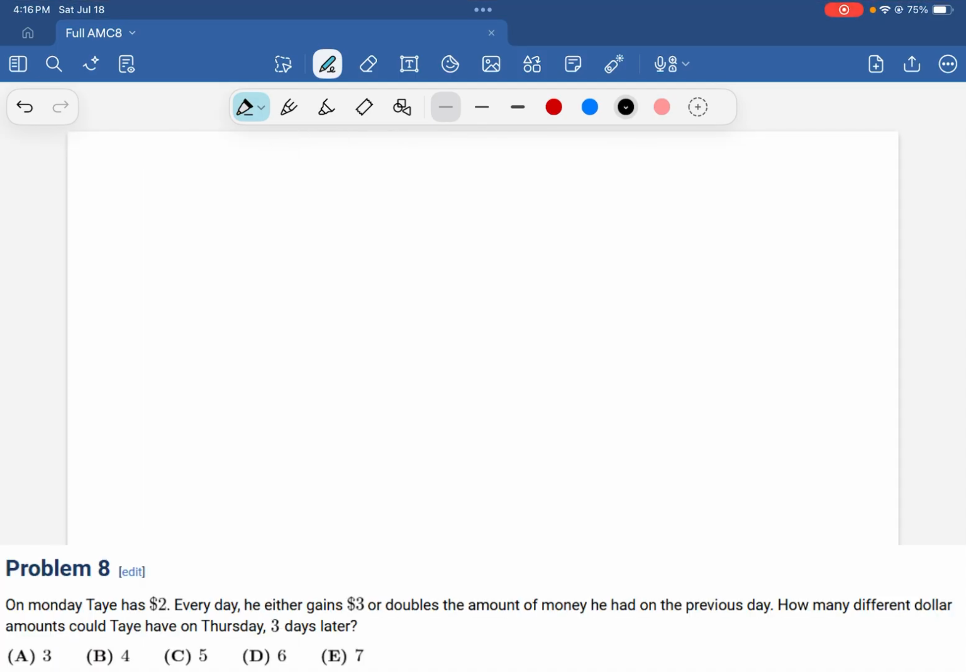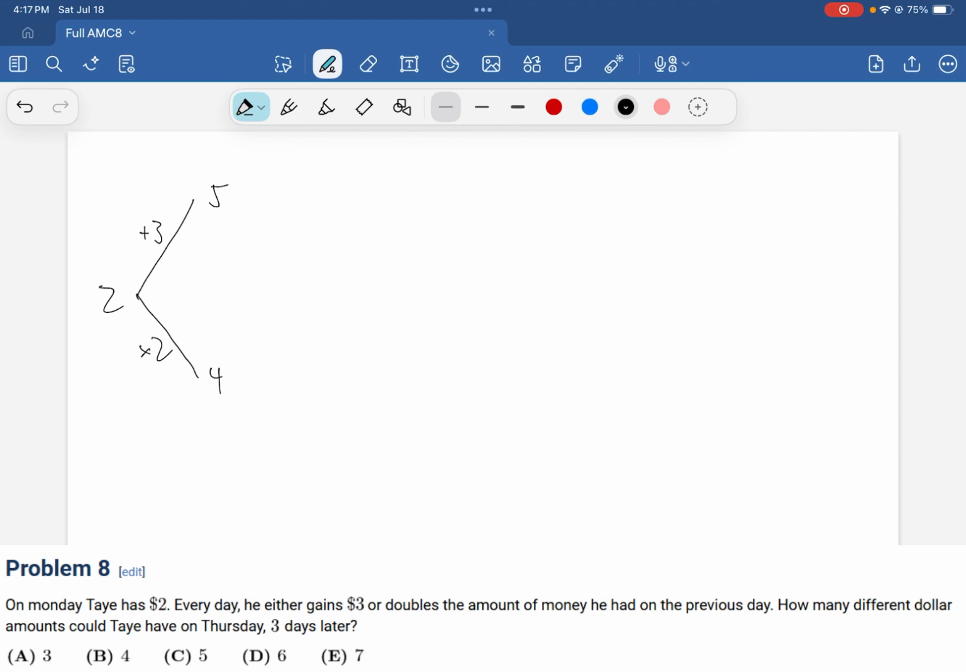Problem 8. On Monday, Tay has $2. Every day he either gains $3 or doubles the amount of money he had on the previous day. How many different dollar amounts could Tay have on Thursday, 3 days later? So this one, I don't see a good way to do it other than just listing all the possible options. So that's what we're going to do. Tay starts with 2, and there's 2 options, either to add 3 or multiply by 2.